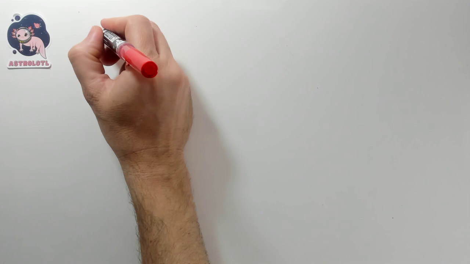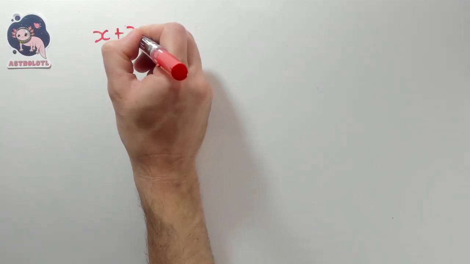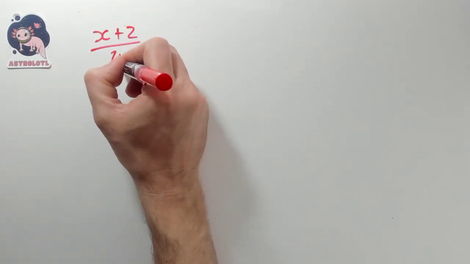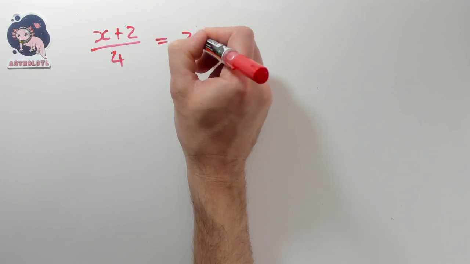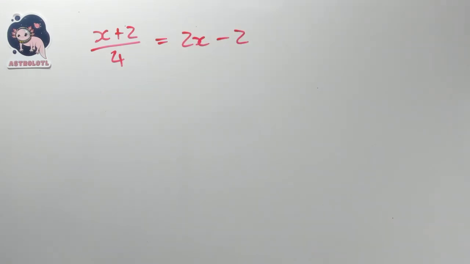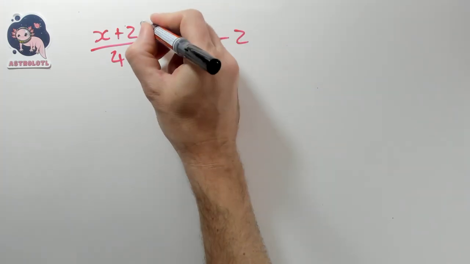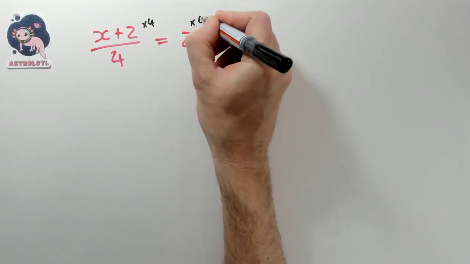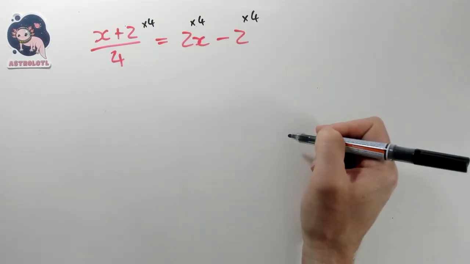Let's see what color. We'll make it red because it's a bit interesting. So x plus 2, all divided by 4, is 2x minus 2. Again, I'm not going to do both routes this time. I just want to get the fractions gone. So I'm going to multiply by 4, but not just one side. Every single term has to be multiplied by 4.